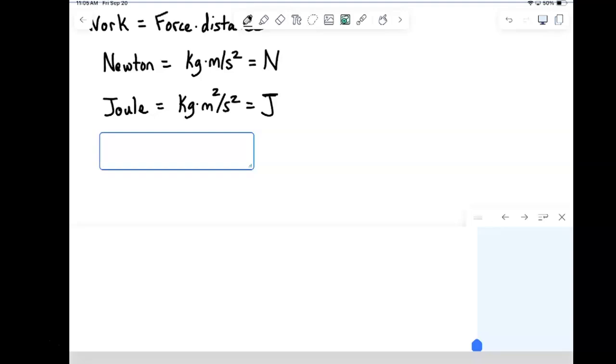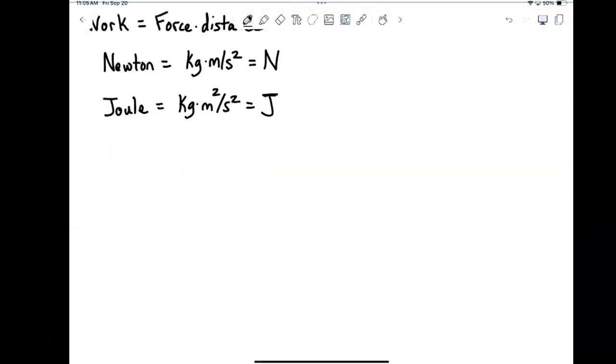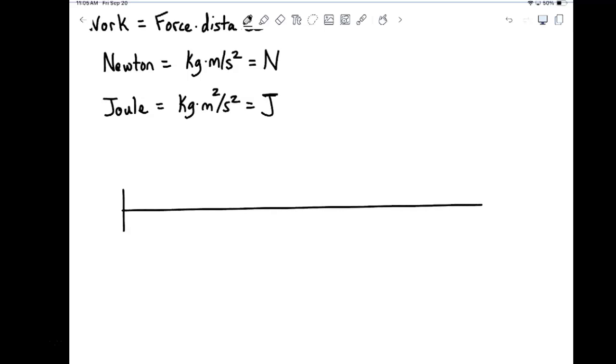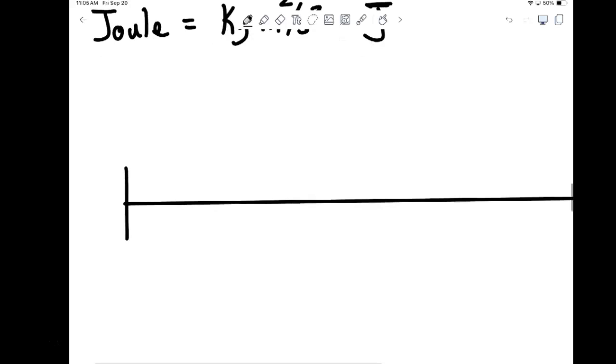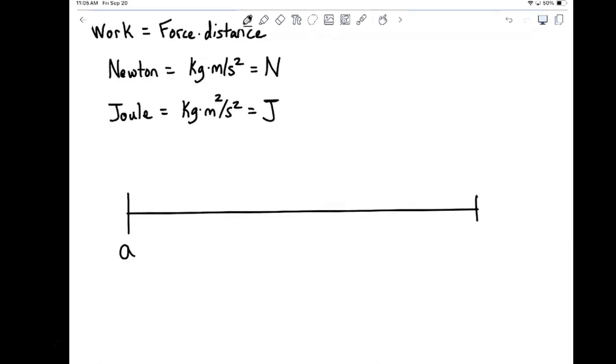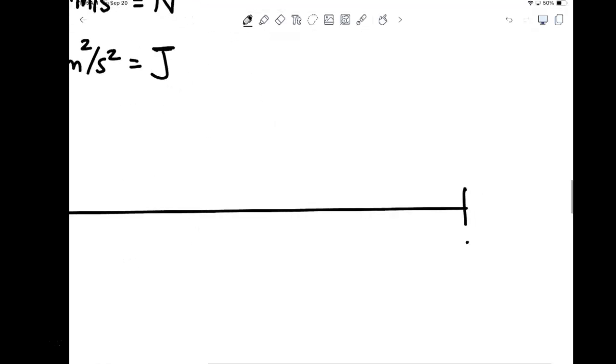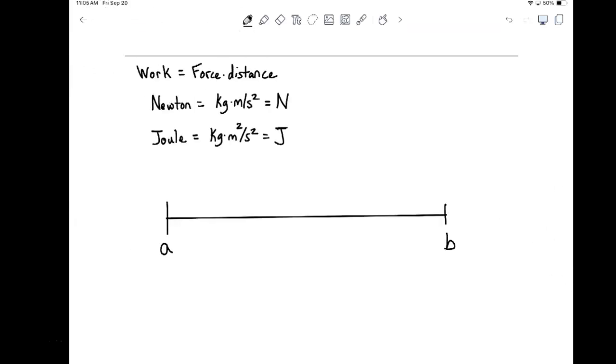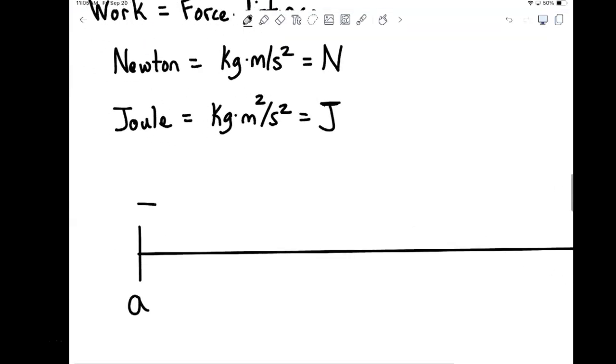So the idea is, if we take an object and we're pushing it along some linear path, some distance, say from a point A to a point B. So we're taking some object and we're pushing it along that distance. Okay, and we want to compute the amount of work that's done in doing that. So we know the force.